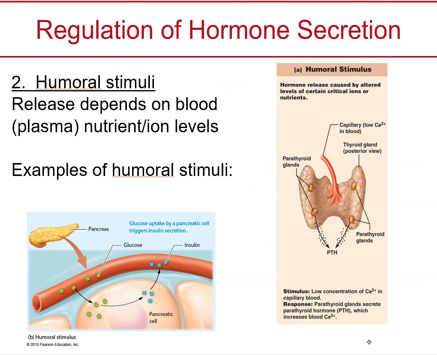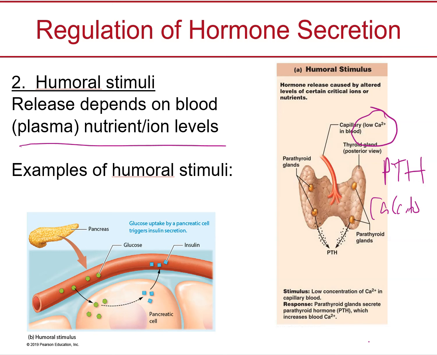Now, there's also humoral stimuli, and I said humor means fluid, usually in your blood. So it's really responding to your plasma nutrient or ion levels. You've seen a couple examples here. Calcium is a humoral stimulus. You might remember that calcium controls the release of two antagonistic hormones. You learned this when you looked at bones. PTH and calcitonin are antagonistic hormones. We already mentioned blood glucose levels are critical, controlling insulin and glucagon.